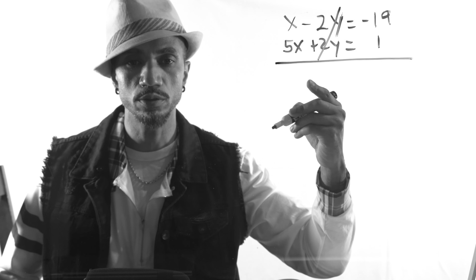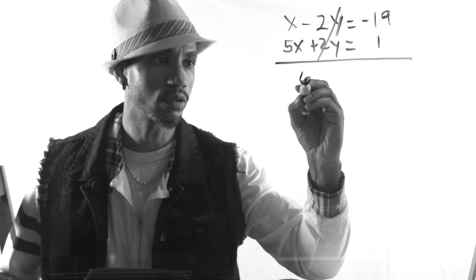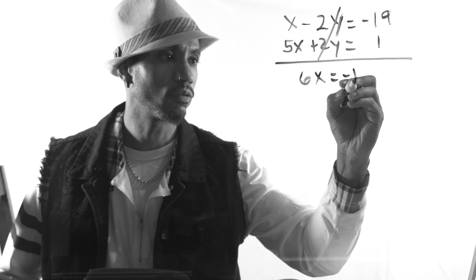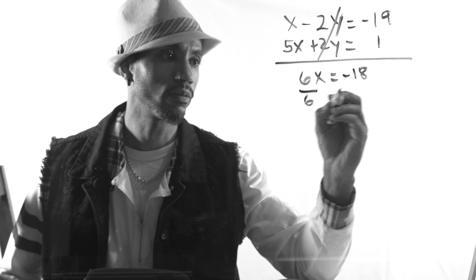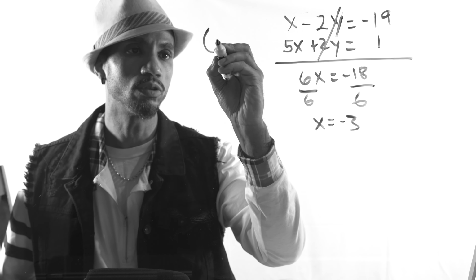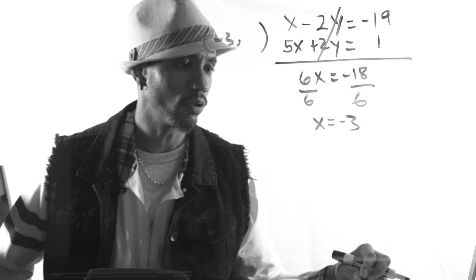Negative 2y and a positive 2y is 0, so it cancels out. x plus 5x is 6x, and this is equal to negative 19 plus 1, which is negative 18. We're going to solve for x now, and then we get x equal to negative 3, and that's half of our solution.